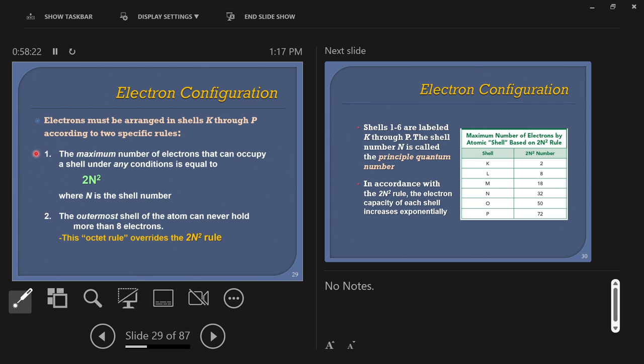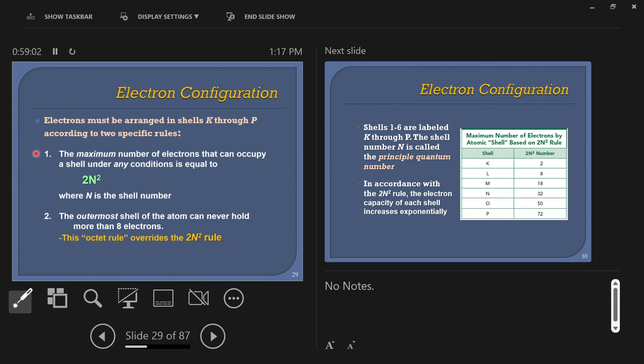Let's do it for the N shell. So N is 4. How many electrons can fit in the N shell? How do we do it? 2n squared, so 2 times 4 squared. What's 4 squared? 16. 2 times 16? 32. The N shell can hold a total of 32.